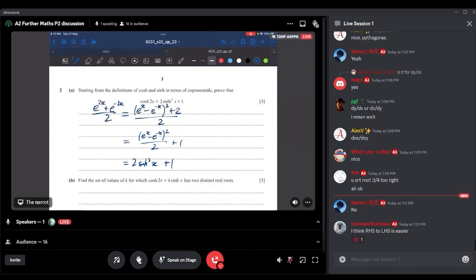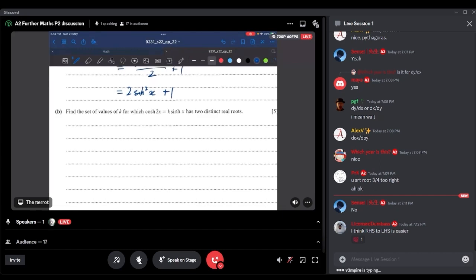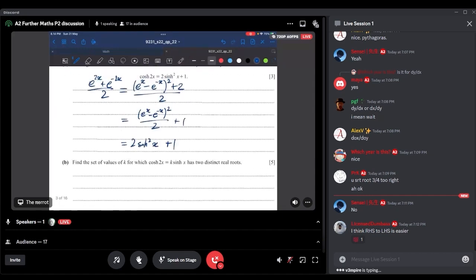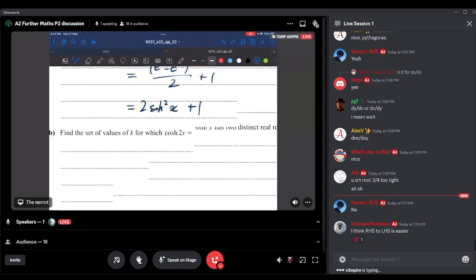All right. Okay, 3 marks. Find the set of values of k for which hyperbolic cosine 2x is equal to k sinh x has 2 distinct real roots. Right? So in here, of course, we just proved this thing, so of course we have to use it. So let's use that.